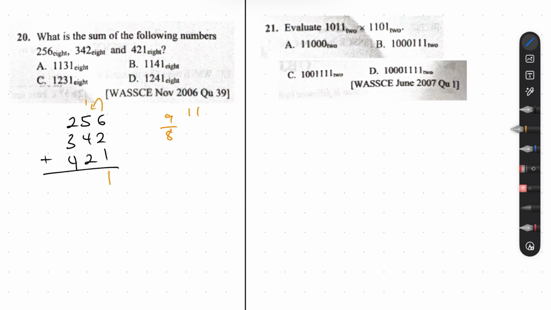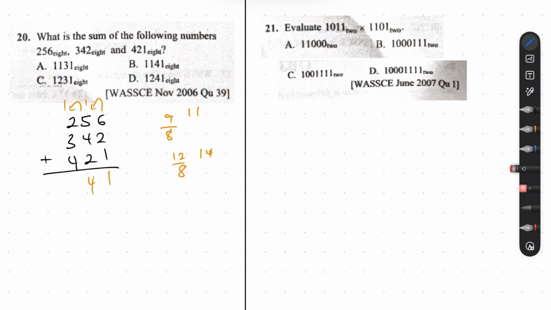So 1 plus 5 plus 4 plus 2 will give us what? 12. 12 in base 8 will give us 1 carry 4. So that 4 will come here. So we have 4. Remember the 1? We bring the 1 right here. The 1 will be transferred to the next side.